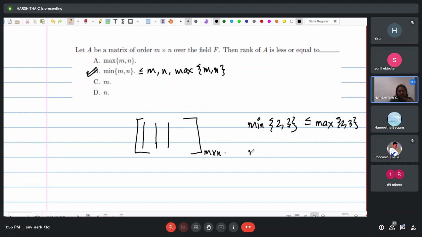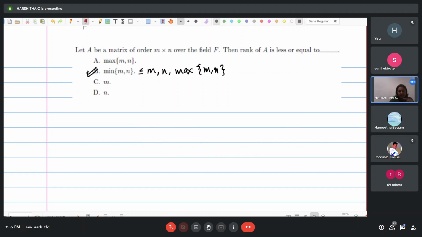So the minimum of 2 comma 3 is less than or equal to... Got it, got it, got it. Thank you. Yeah, so whichever definition you look at, you can get it.